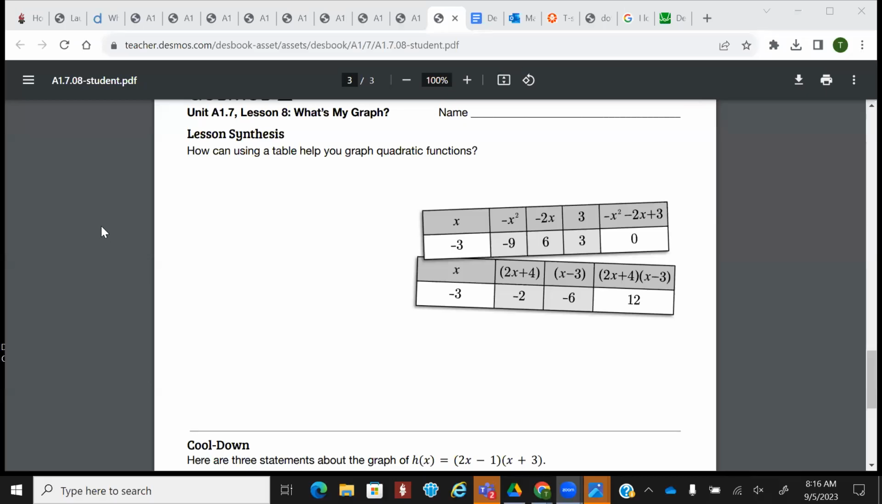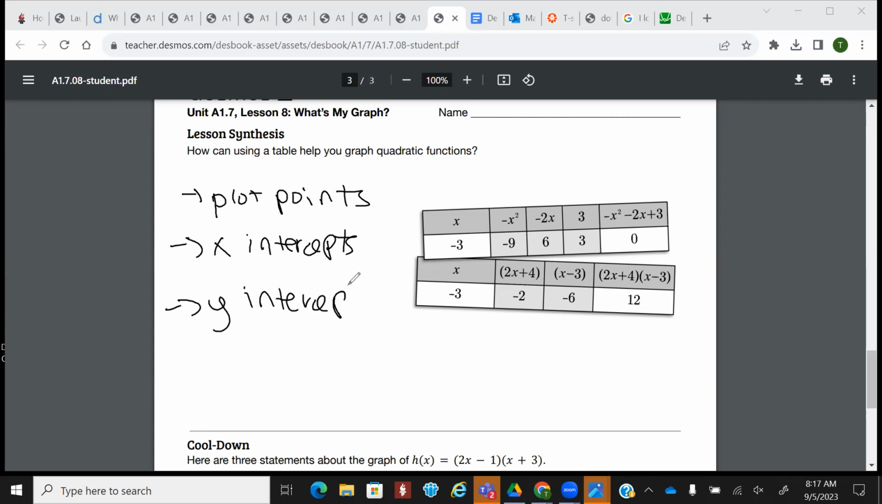Okay, so how can using a table help you graph the quadratic functions? It can give you a better understanding of what exactly? Okay. All right, so we can plot points. We can see what the x-intercepts are. We can see what the y-intercepts are. Okay, so that can help us kind of figure out what the shape is going to look like, right? Okay, on the next part, it says cool down.